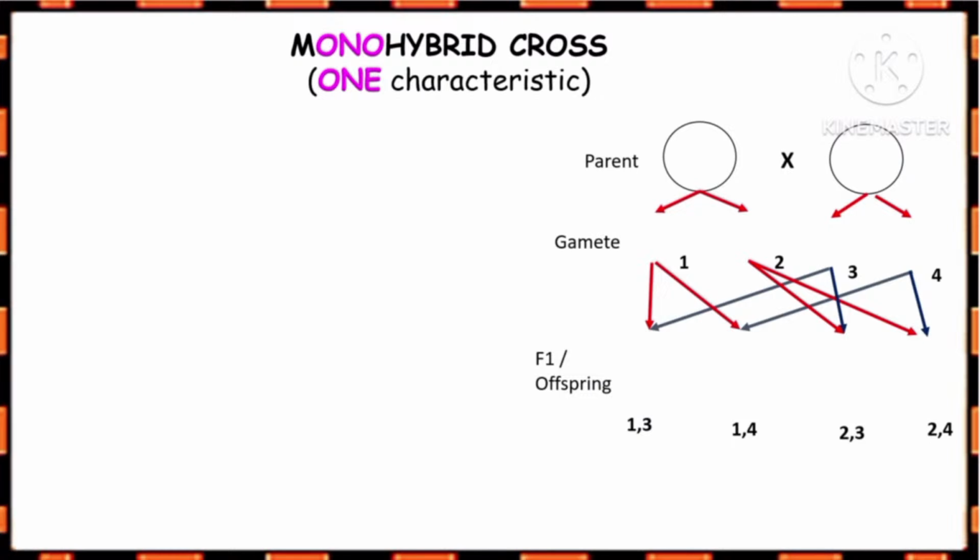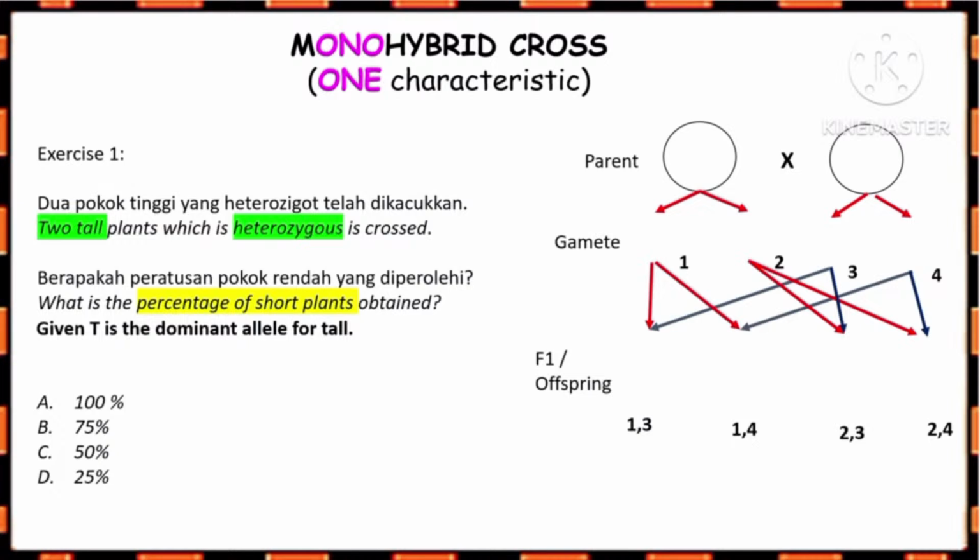Okay, students, let's try another question about monohybrid cross. The question is: two tall plants which are heterozygous are crossed. What is the percentage of short plants obtained, given capital T is the dominant allele for tall? By using the schematic diagram, let's solve this question. First, you need to write the genotype of the parents. Since the parents are heterozygous, this is how you write the genotype: one capital T, one small t.